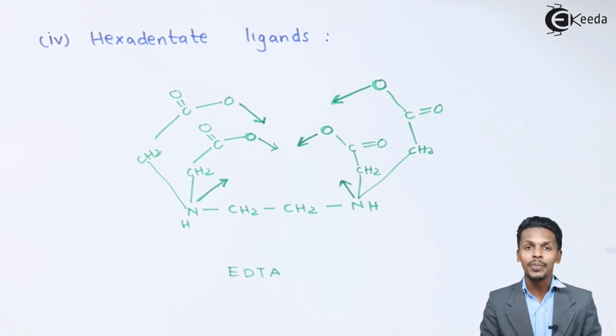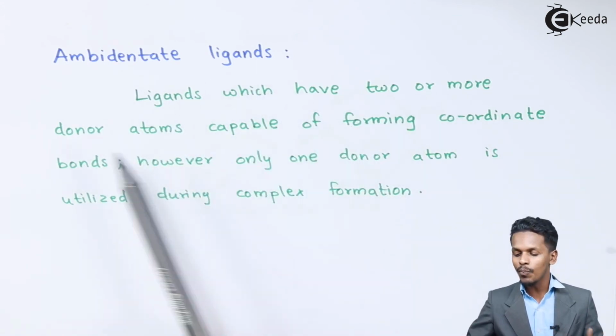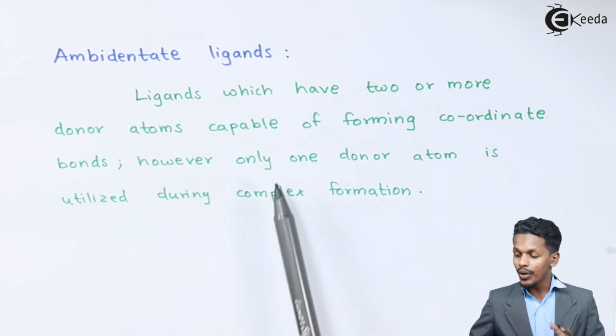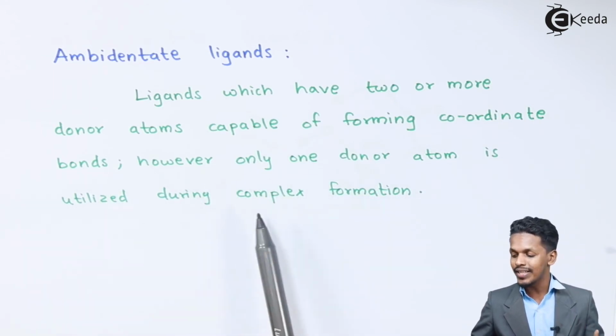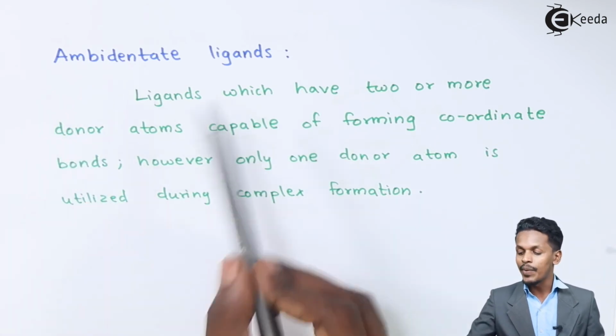But one classification is remaining, and that is known as ambidentate ligand. So what is ambidentate ligand? Let me explain. The next one is ambidentate ligands. In that case, the ligands which have two or more donor atoms capable of forming coordinate bonds, however, only one donor atom is utilized during the complex formation, those ligands are known as ambidentate ligands.